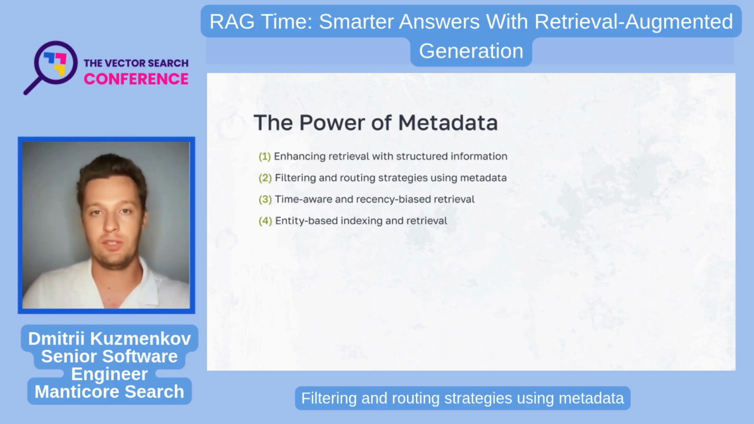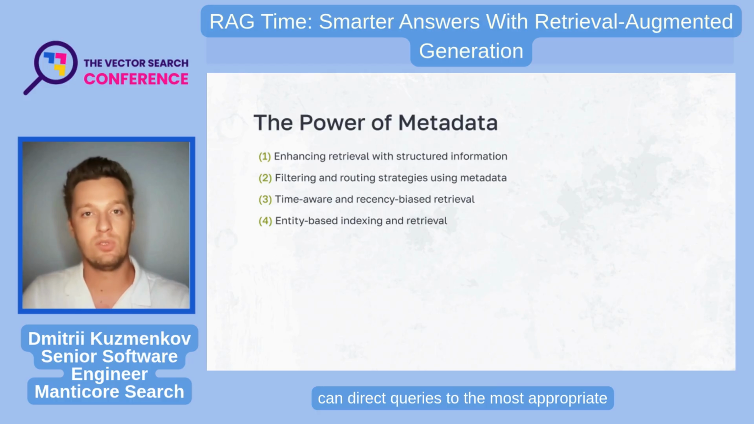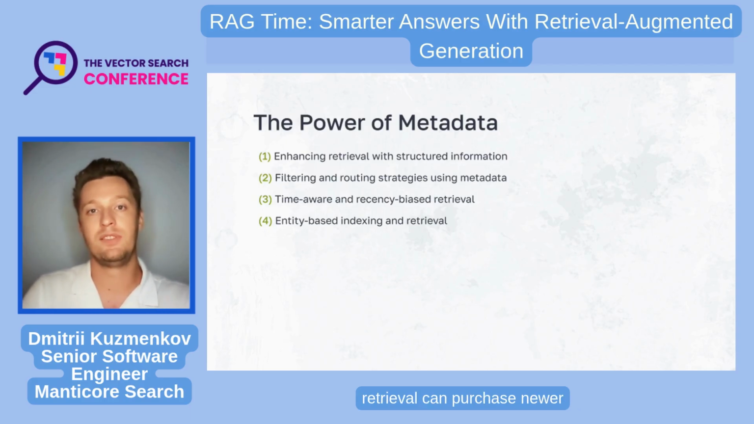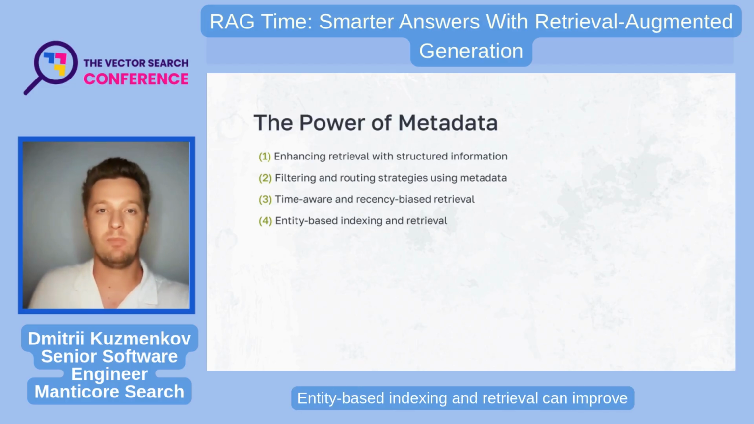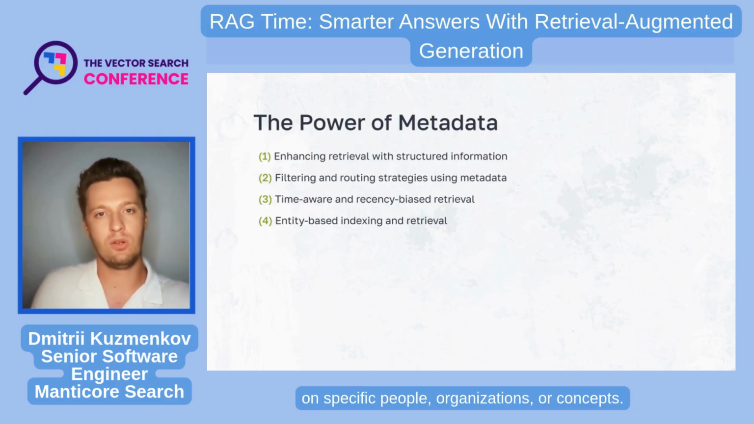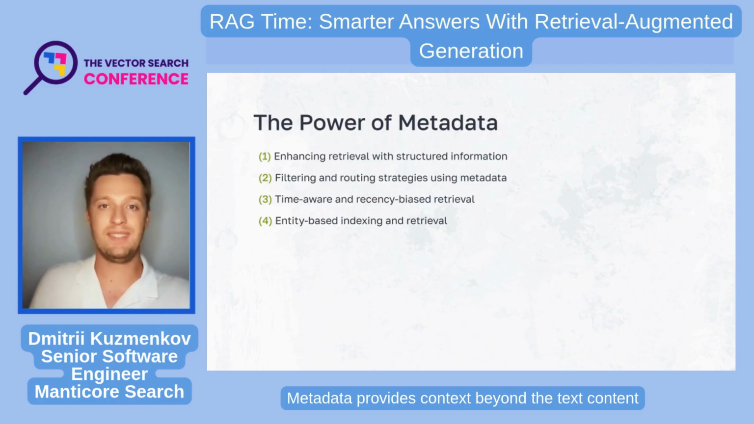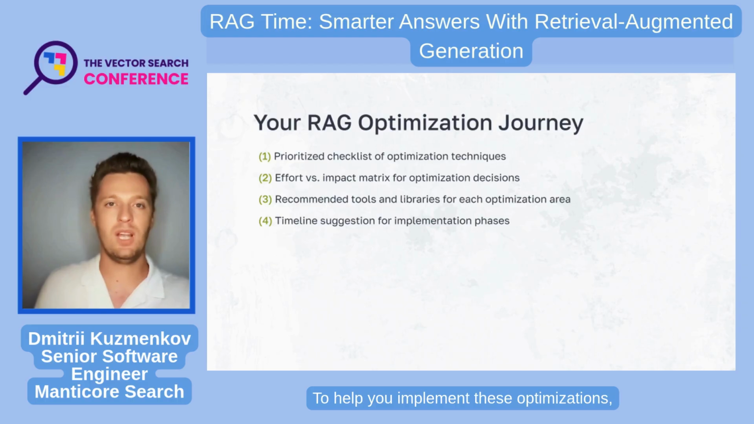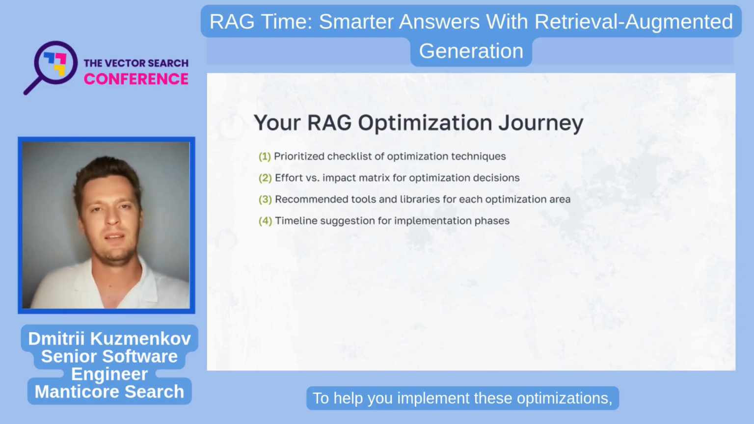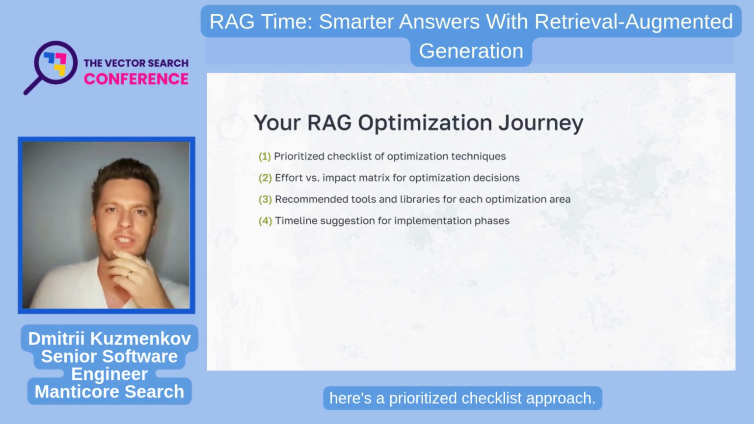Filtering and routing strategies using metadata can direct queries to the most appropriate knowledge sources. Time-aware and recency-based retrieval can prioritize newer information when appropriate. Entity-based indexing and retrieval can improve precision when queries focus on specific people, organizations, or concepts. Metadata provides context beyond the text content itself, and leveraging it effectively can lead to more precise retrieval and better answers. To help you implement these optimizations, here's a prioritized checklist approach.